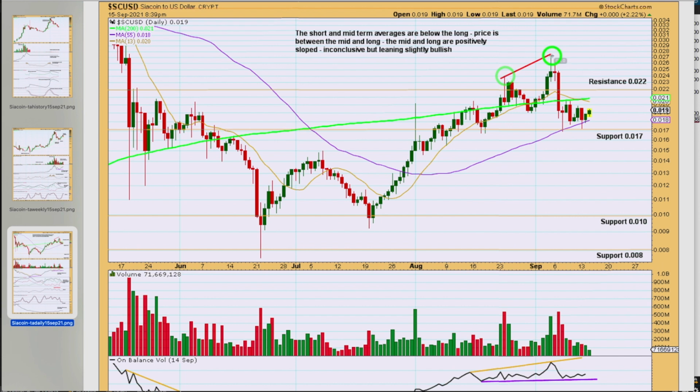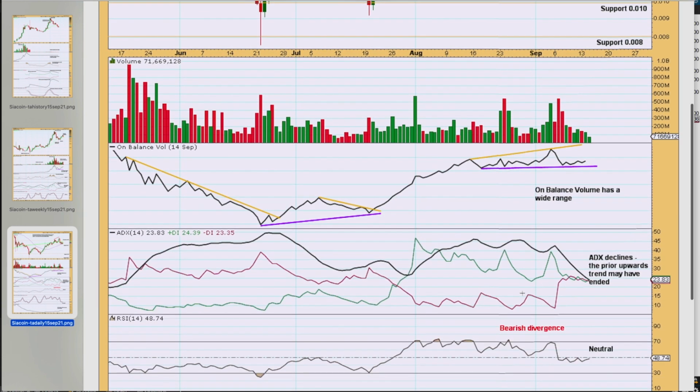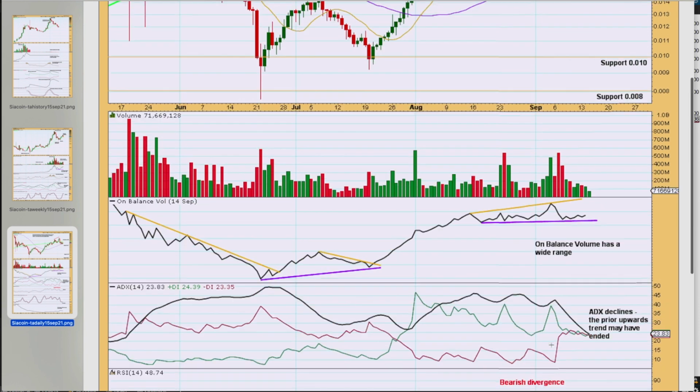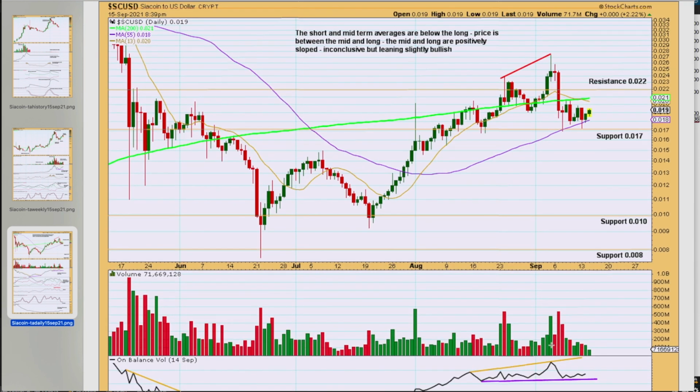What about the daily chart level? Now we see this bearish divergence at this last high. Where is my line? I did draw it. Oh, okay, that's odd. Oh well, there's bearish divergence there. Currently resistance here about 0.022, support fairly strong, about 0.017.